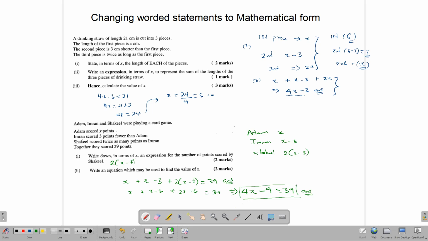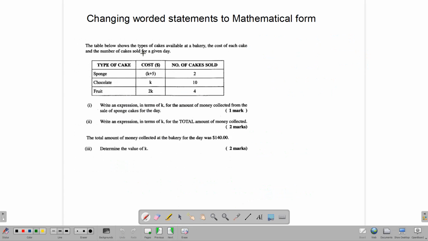Let's look at some more. The table below shows types of cakes available at a bakery, the cost of each cake, and the number of cakes sold for a given day. So we have sponge cake, the cost is k plus $5, chocolate cake is k dollars, and fruit cake is 2k dollars, and the number of cakes sold. Write an expression in terms of k for the amount of money collected from the sponge cake. Well, sponge cake is k plus 5. And they sold 2 sponge cakes. So the amount of money collected from the sale of sponge cakes for that day would be 2 times k plus $5.